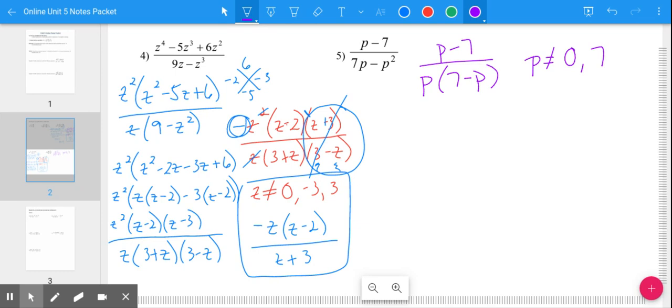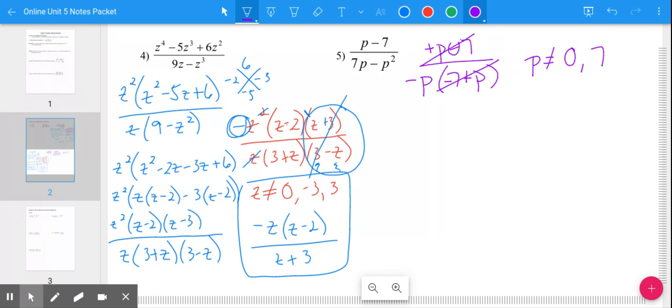Now, as far as canceling, we run into the same issue that we did on the last one. The factors in the top and the bottom are close, but again, things are mixed around. That negative's not quite right. So what I'm going to do is take a negative out in front on the bottom, which makes this negative 7 and positive p, and now it matches the top. We have positive p, negative 7, so I can cancel those two things out.